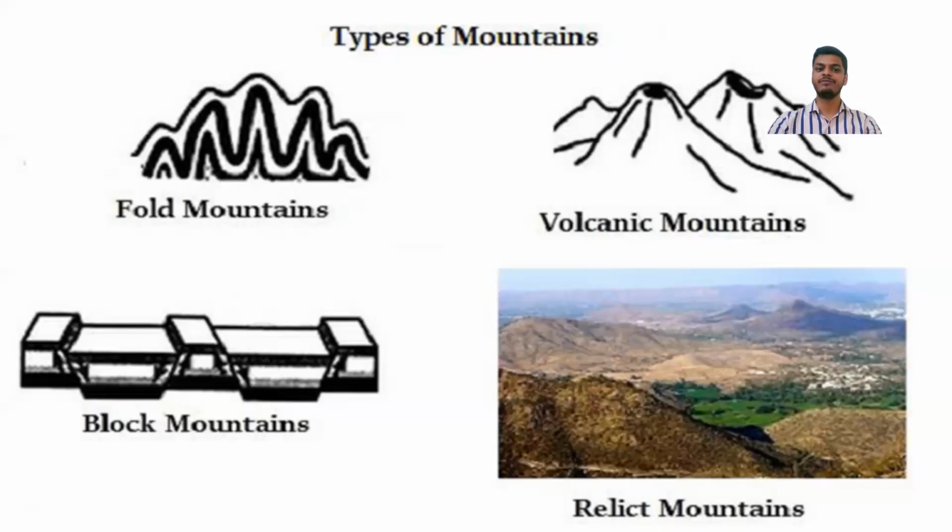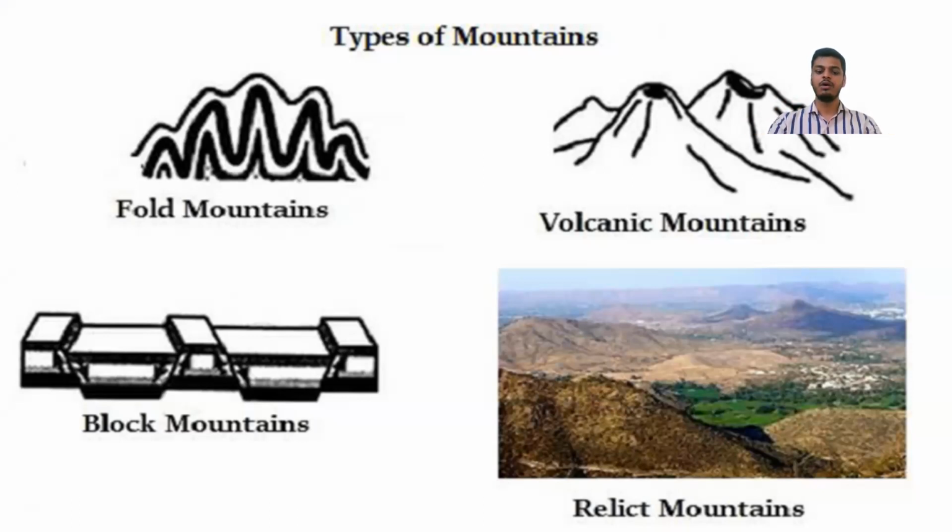And these are the types of mountains. The first one is the fold mountains, then volcanic mountains, block mountains, and relic mountains. So, fold mountains are basically the mountains which are created when the crust of the Earth collides with each other and it forms the shape of a cone. These are known as fold mountains.